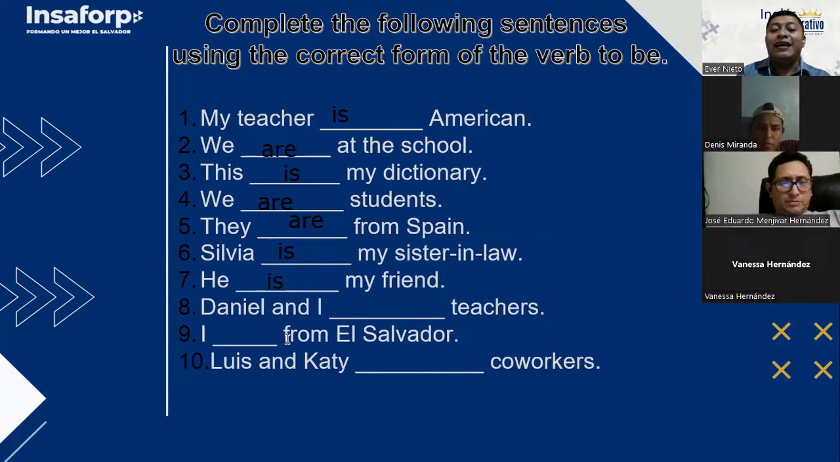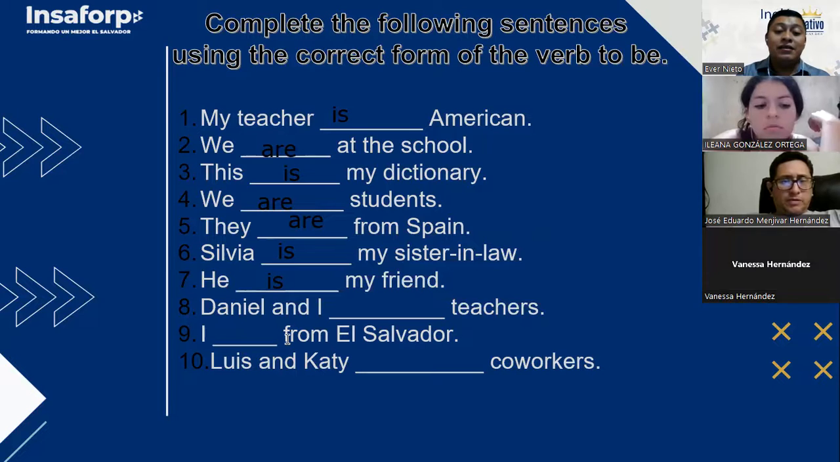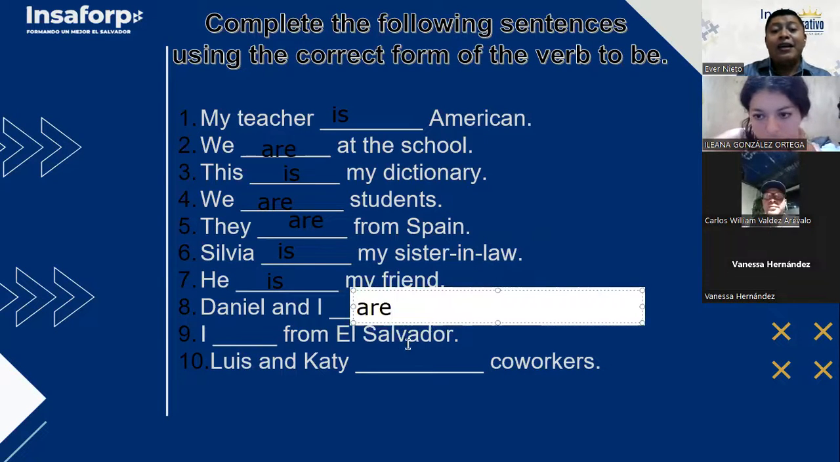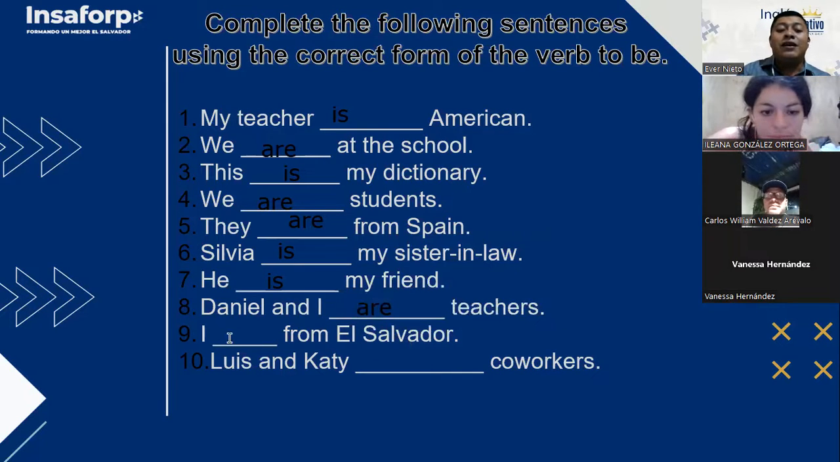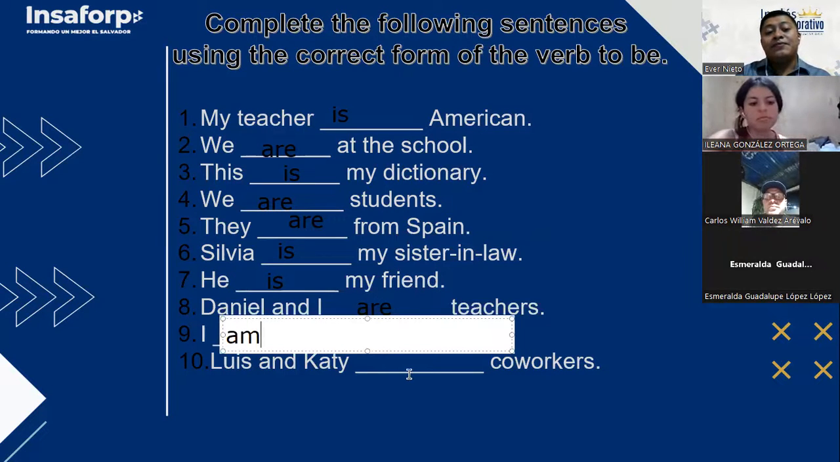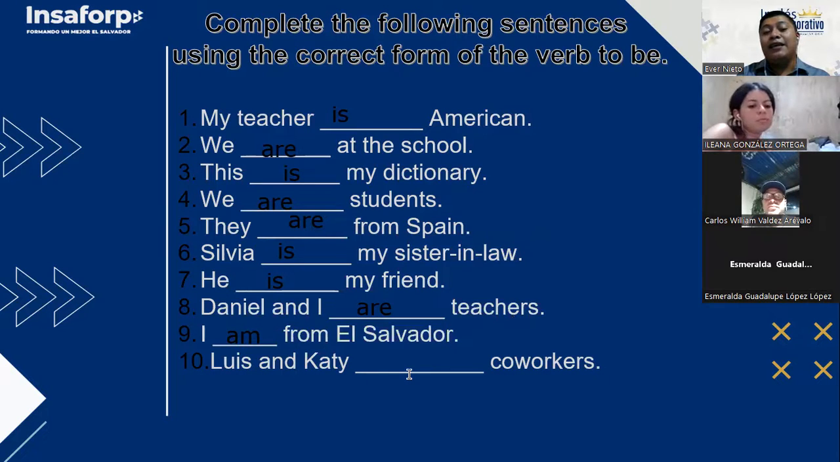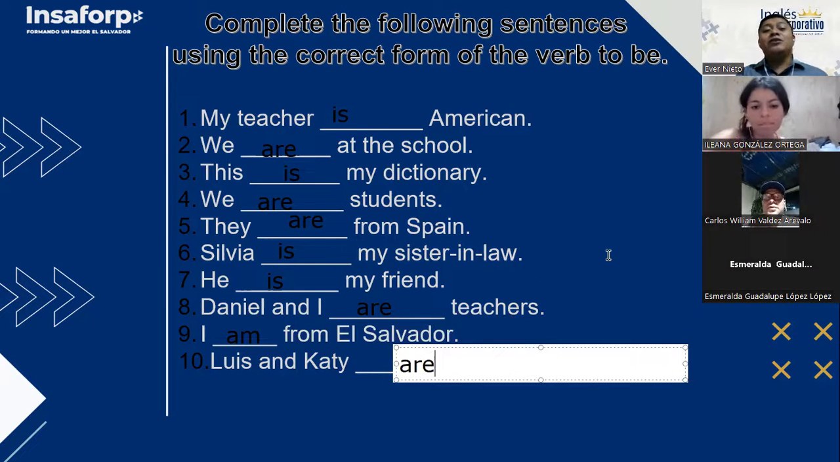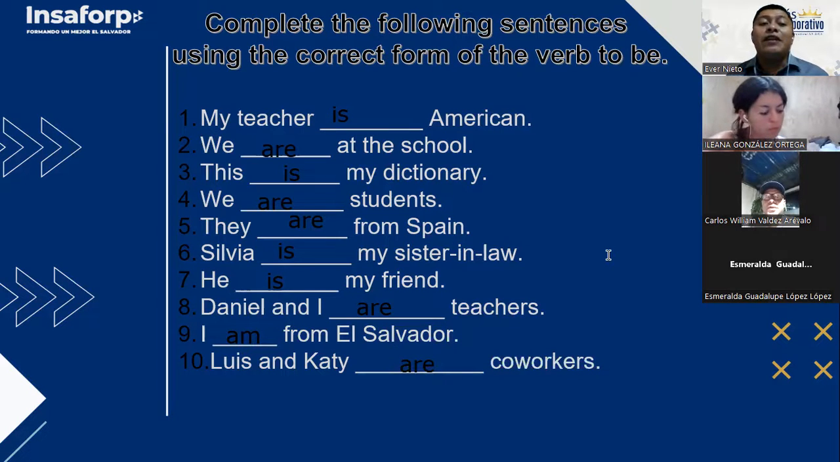Yes. Daniel and I are. Okay, excellent. Daniel and I are teachers. I am. Perfect. Thank you. Listen, Katie. Are. Perfect. This is easy for you, I can see. Very good. So any volunteer to help me reading number 1, 2, and 3, please?